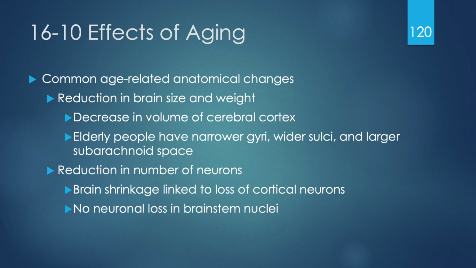Some of the anatomic changes we expect to see related to age in the nervous system include a reduction in brain size and weight, as well as a reduction in the number of neurons. This is interesting. The brain size and weight decreases as a result of the volume of the cerebral cortex decreasing. Elderly people are going to have more narrow gyri and more wide sulci, and then a larger subarachnoid space. So that's just a complete reduction in volume at the periphery of the brain at the cerebral cortex.